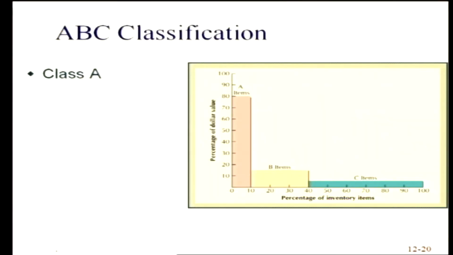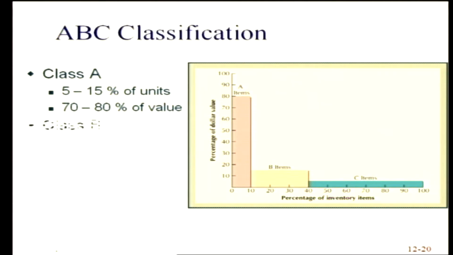Now we will see what we understand by ABC classification. It is very important and very simple, and almost all manufacturing companies and fast moving consumer goods companies are using it, and you will appreciate the simplicity of this analysis. ABC means we can categorize the inventory into three categories: A category, B category, C category. Now the A category inventory contains 5 to 15% of the units, but 70 to 80% of the total value.